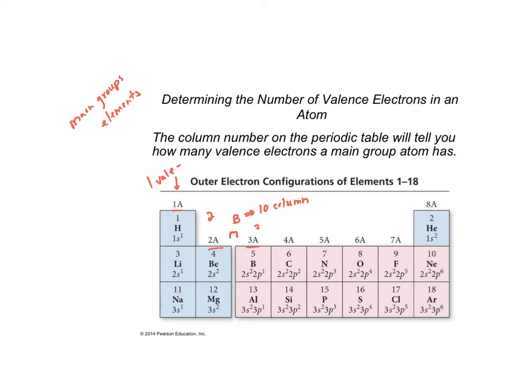3, right? So moving on all the way to 8A, which is our noble gases. How many valence electrons do our noble gases have? 8, right? So this is a very quick and easy way to determine, based on the position in the periodic table, how many valence electrons an atom has, okay?